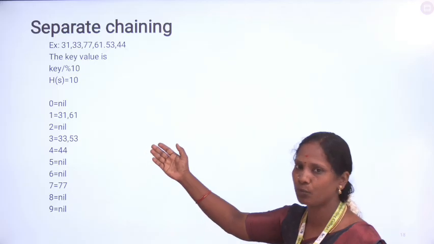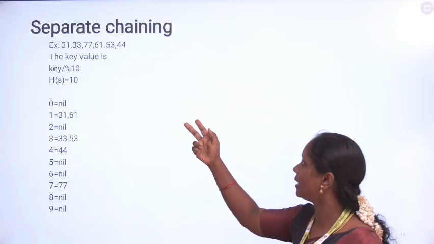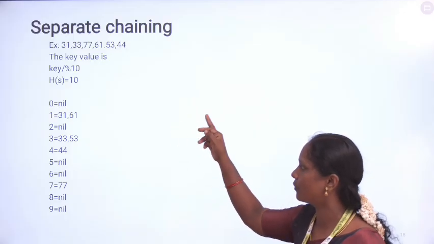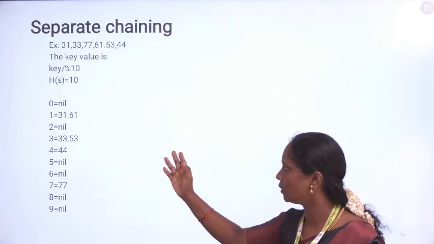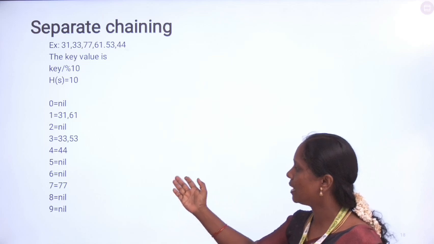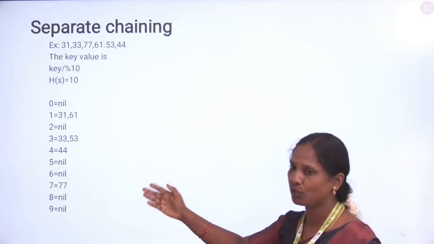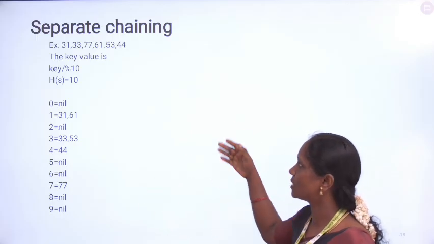So automatically we can put a nil in the array size. And then index 3 has 2 values: one is 33, another one is 53. Then 3 equals 2 values, 4 equals 1 value, 44. 5 equals nil, 6 equals nil. 7 has one value, that is 77. 8 equals nil, and 9 equals nil. So this is for separate chaining.